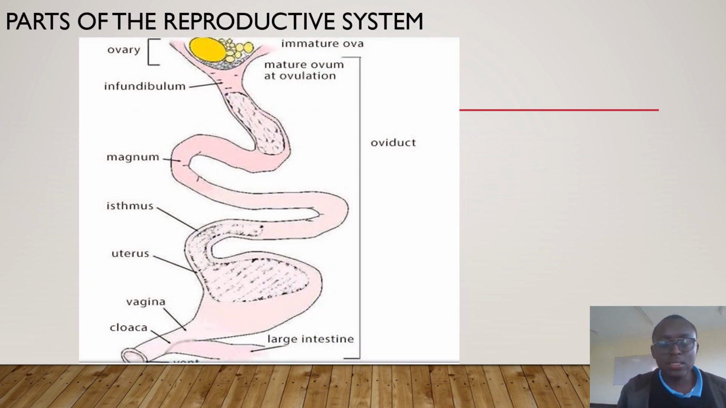The parts of a reproductive system. They include an ovary, which contains a mature ova, and the oviduct, which contains the infundibulum, the magnum, the isthmus, the uterus, the vagina, and the cloaca.